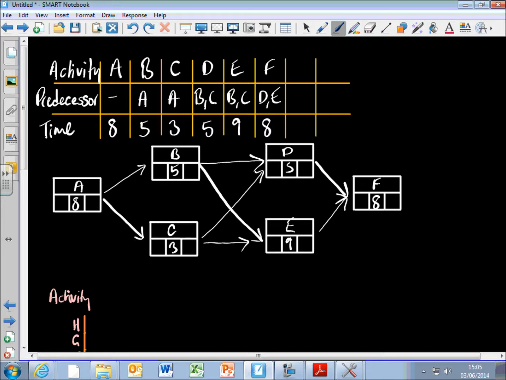And now what I'm going to do is add into these boxes the earliest start times, the earliest times that each job can be started. And that is going to go in this box on the left. So this box on the left is the earliest start time.